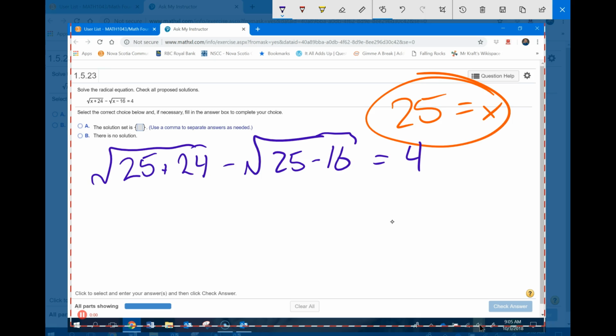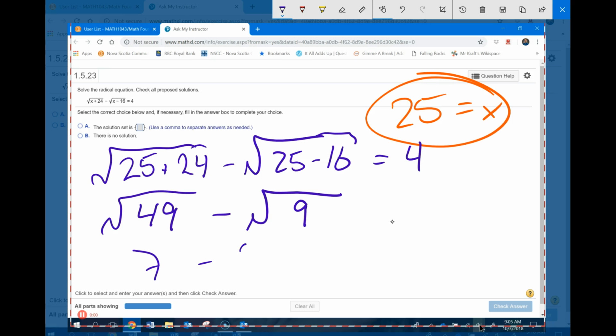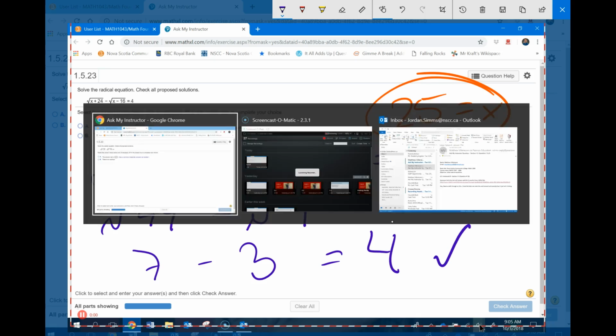So 25 plus 24 is going to be 49. Over here, 25 minus 16 is 9. Square root of 49 is 7. Square root of 9 is 3. 7 minus 3 does equal 4, so we're good to go. So I'd say 25 is going to be our solution there, buddy. Hope that helps. If not, let me know.